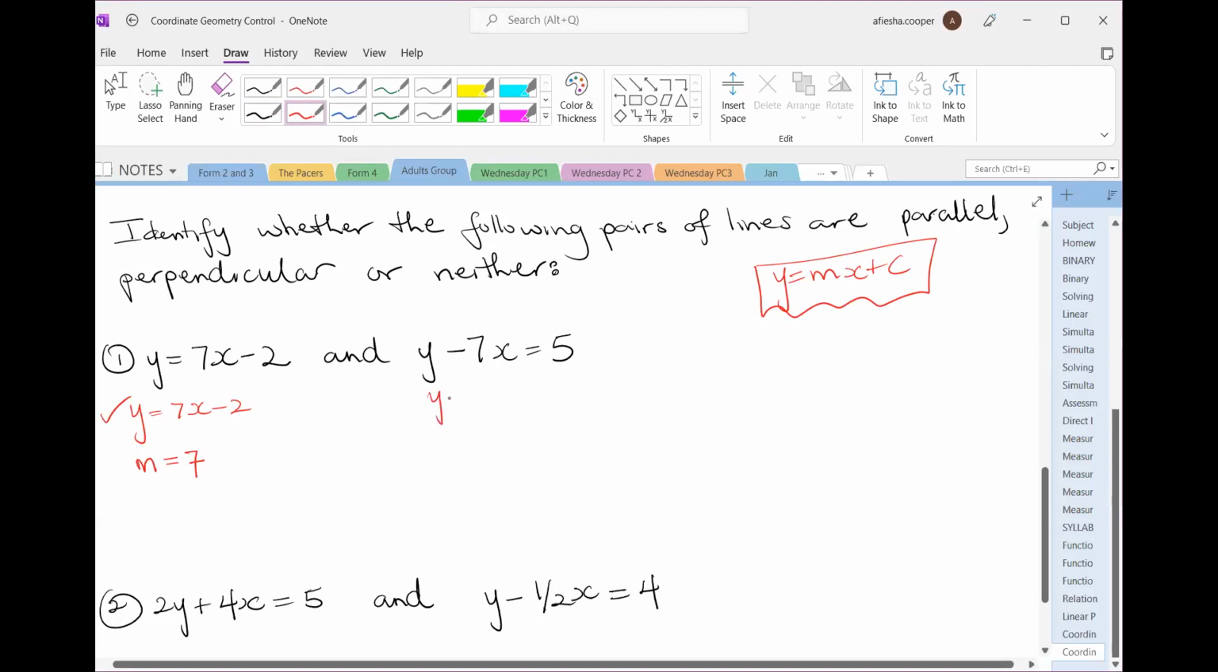This one, y minus 7x equals 5, is not in the format. So we need to remove the -7x. So of course it's going to be y equals 7x plus 5, and therefore m is also equal to 7. So the lines are parallel because the gradients are equal to each other.